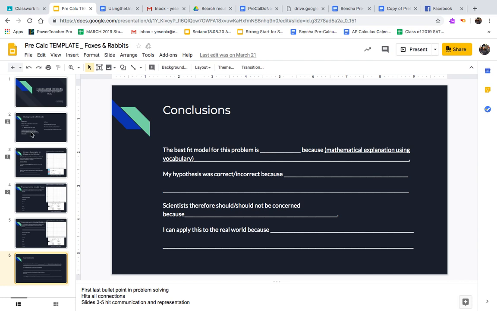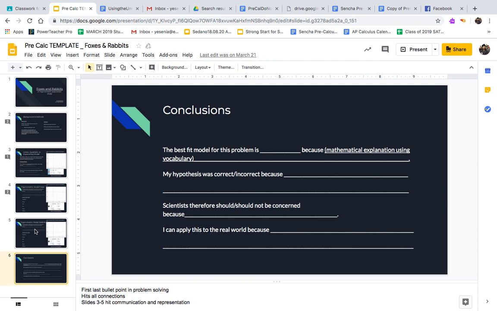So you came up with a hypothesis. Now you're going to bring it back. So after your math analysis, after you've done this analysis from slides 3 to 5, you did a bit of investigation on Desmos. You're going to bring it back and tell us, was your hypothesis correct or incorrect? And why? And you want to explain.